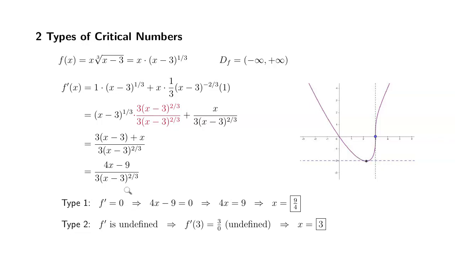How about the other one, the critical number of type 2? x equals 3. You can see that at x equals 3, it has a vertical tangent line here. Remember that a vertical line has an undefined slope. So therefore, the derivative is undefined there. That's why x equals 3 is the critical number of type 2.